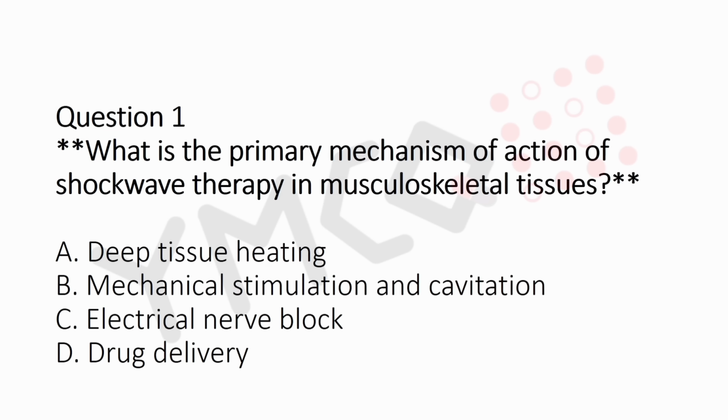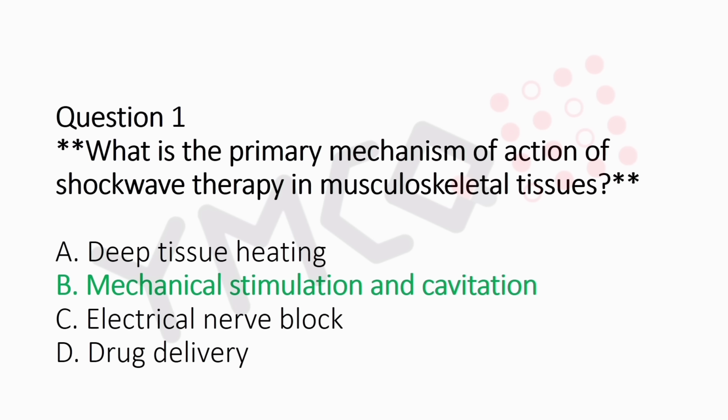What is the primary mechanism of action of shockwave therapy in musculoskeletal tissue? Option A, deep tissue heating. Option B, mechanical stimulation and cavitation. Option C, electrical nerve block. Option D, drug delivery. And the answer is option B, mechanical stimulation and cavitation. Now let's move to question number 2.